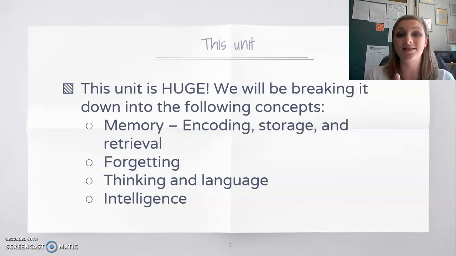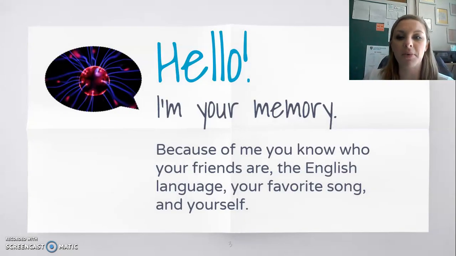Third is thinking and language. These are pretty short, so we're going to lump them together. And then finally, the intelligence unit. So those are the 4 different sections of this unit that will all be on the Unit 5 test. We will quiz each one of these concepts separately, okay? So let's talk about memory.